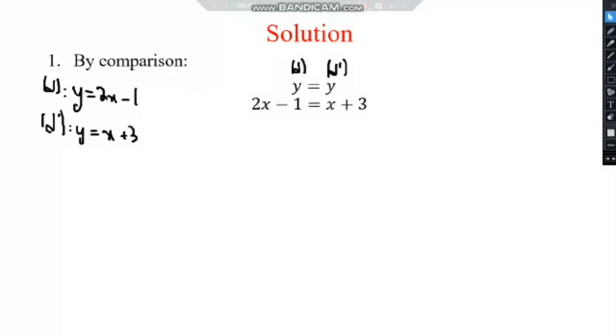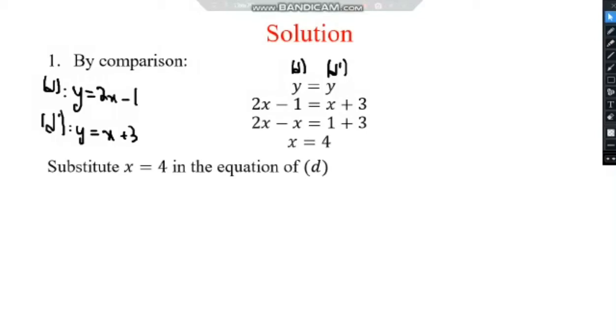Now we have an equation in x only. We can solve this equation to find the value of x. We move x to the left side and the numbers to the right side. The answer will be x equal to 4. But remember that to find the coordinates, x is only the abscissa. We should find the value of y also. So we substitute x equal to 4 in the equation of D, for example. We can substitute it in the equation of D prime. We will have the same answer. The equation of D is y equal 2x minus 1 as it's written here. So y equal 2, instead of x we put 4, 2 times 4 minus 1, the answer will be 7. Finally, the coordinates of I are 4, 7.